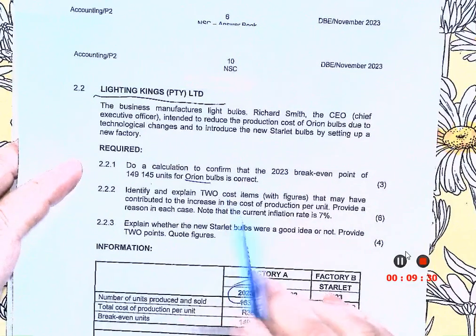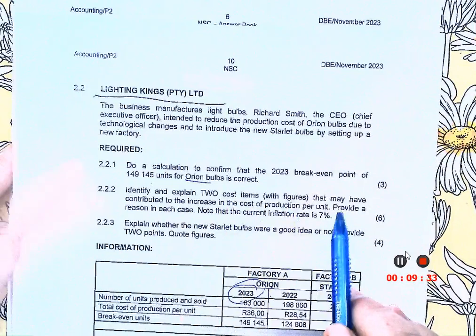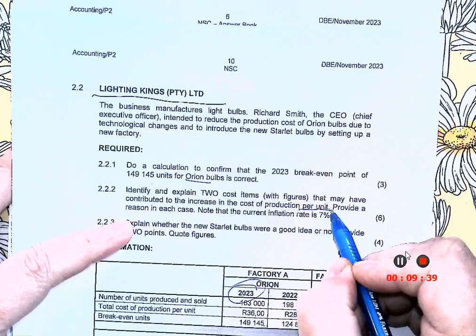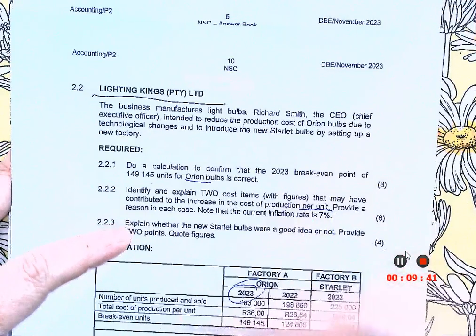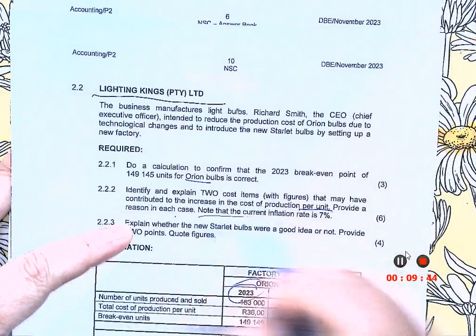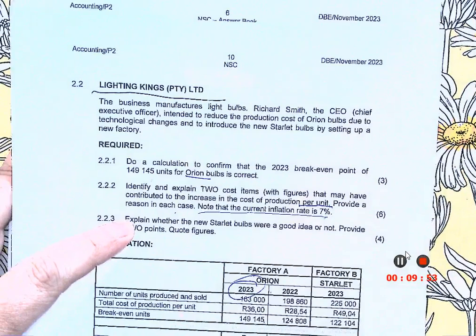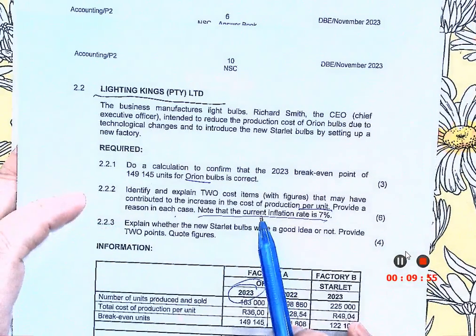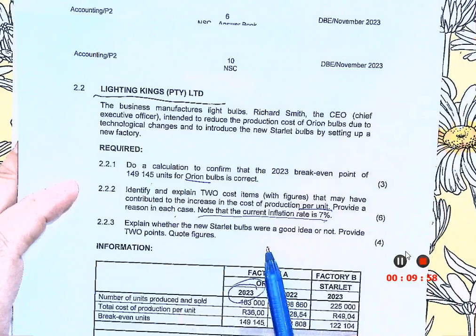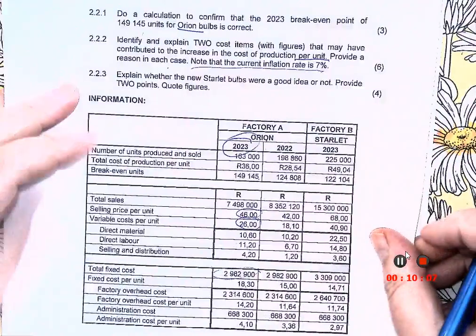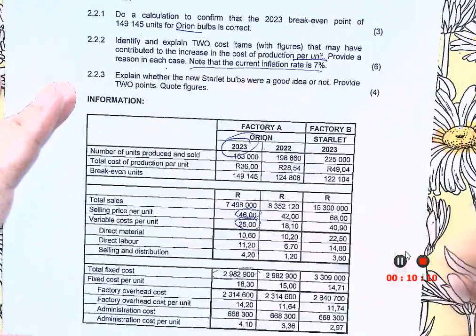Identify and explain 2 cost items with figures that may have contributed to the increase in cost of production per unit. They're not talking totals, Vanessa. Provide a reason in each case. Note that the current inflation is 7%. So in other words, I want to look for an increase of more than 7%. And are we still busy with Orion? Okay. Because it's the only one that was available. Okay, so now let's have a look.